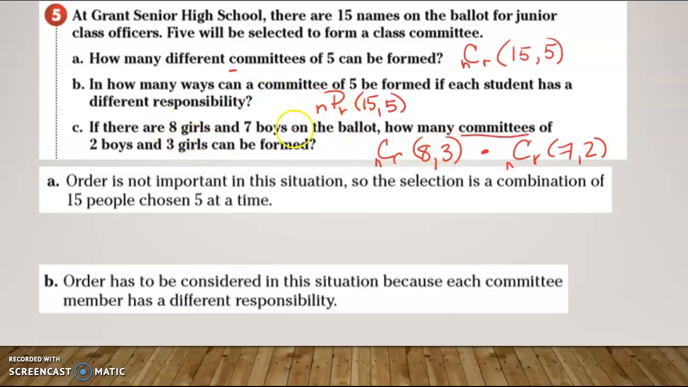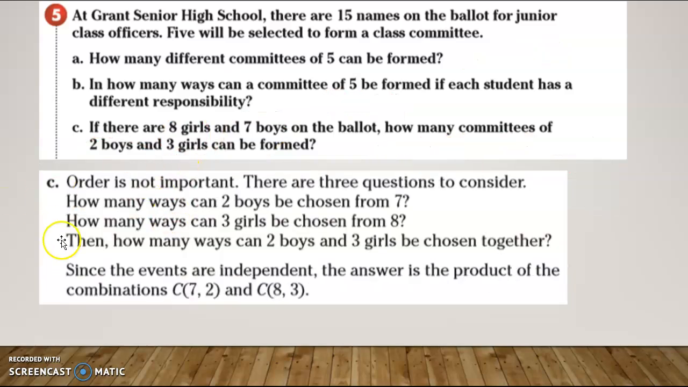This one is if you've got 8 girls and 7 boys, how many committees of 2 boys and 3 girls can be formed? Well, you're going to group the girls together and you're going to group the boys together. Order's not important, but you're going to be taking 3 girls out of the 8 and 2 boys out of the 7. And you'd multiply them together, so it would be part of the counting principle. Okay? And that's just what this is showing right here also.